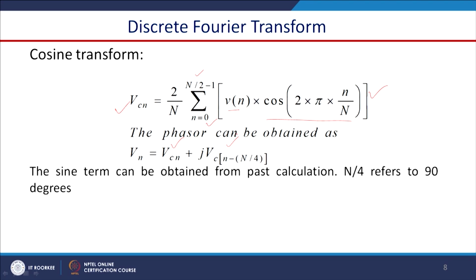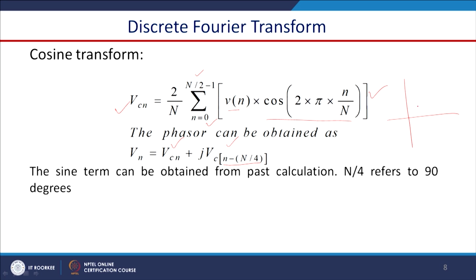If this is my real part and this will be my imaginary part, what I will do here is put n minus capital N by 4, so I will get the imaginary part of the signal, that is the sine part of the signal. If I know cos theta, then how do I know sine theta? Just by shifting n by 4 points, a 1/4 signal or minus 90 degrees, since sine of 90 minus theta is equal to cos theta.